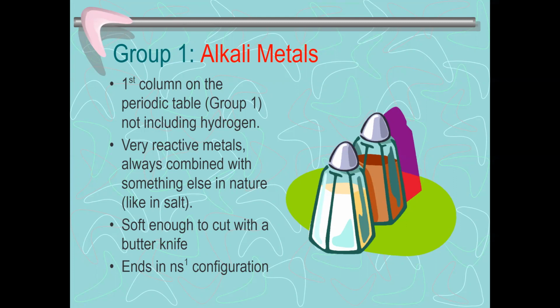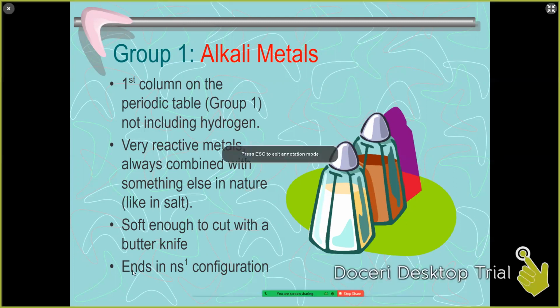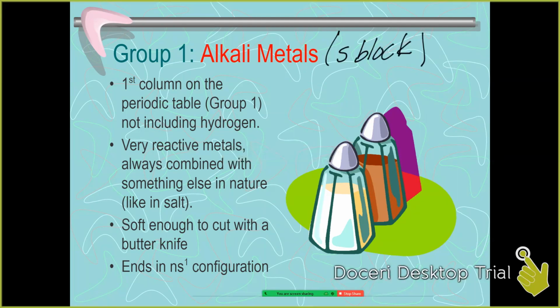All right, then we have group 1, our alkali metals. So these are our most reactive metals. They are s-block elements. That has to do with their electron configuration. They have 1 valence electron. That's what makes them very reactive. They're so reactive that they won't be found just by themselves in nature. They have to be combined with something else.